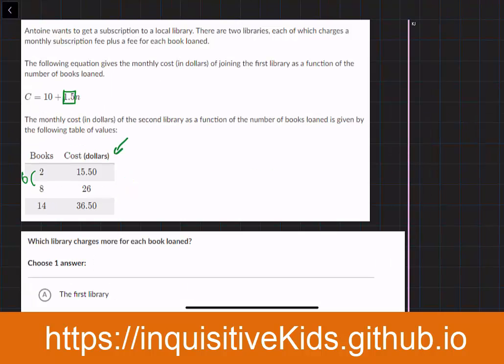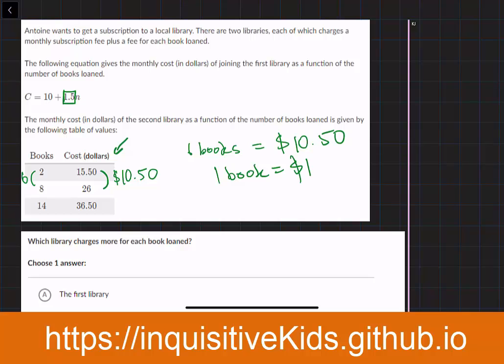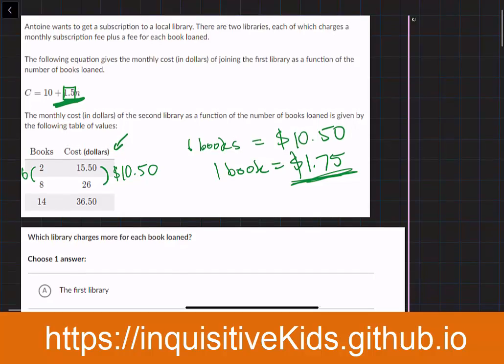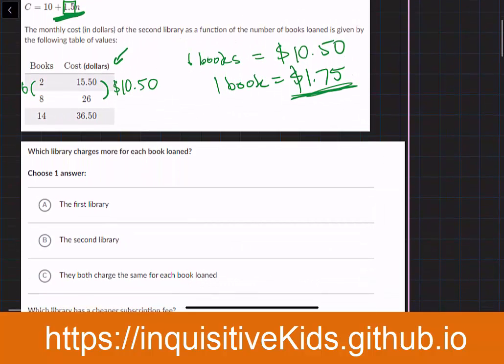The cost increases by $10.50. From this, we know that 6 books is equal to $10.50. To find out how much one book is, we just divide both sides by 6. So one book is equal to $1.75. Since 1.75 is greater than 1.5, the second library charges more for each book loaned. So that will be B.